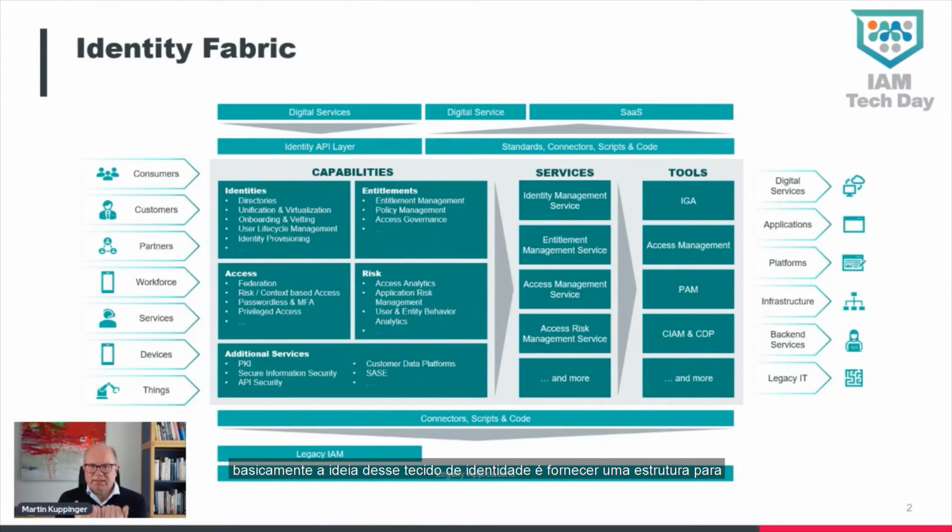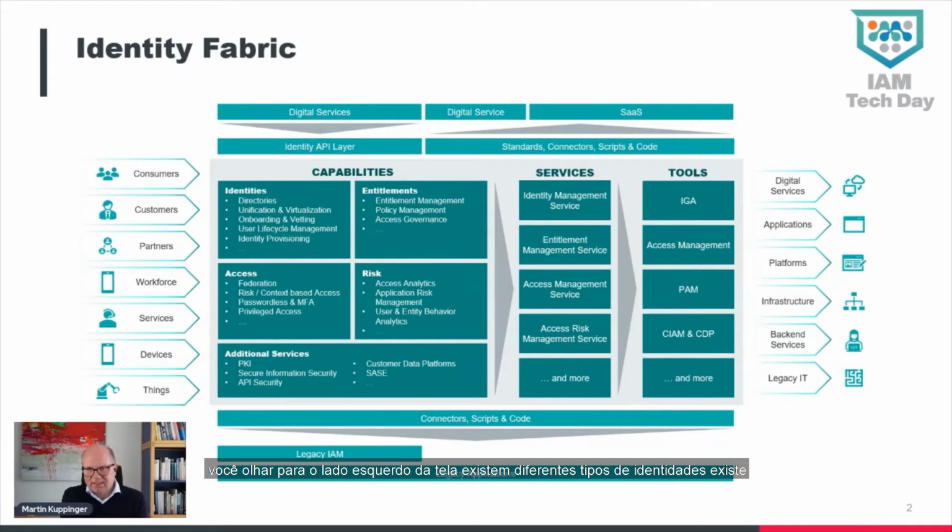And basically, the idea of this identity fabric is to provide a frame for rethinking, modernizing, evolving identity and access management as a set of capabilities, services, and technologies that are required to do what identity management is obliged to do. And what it needs to do is, at the end of the day, a very simple thing.